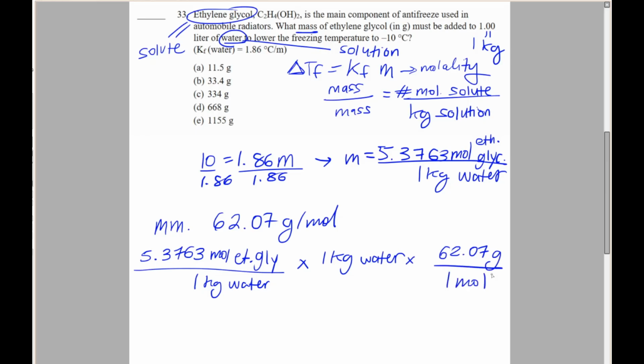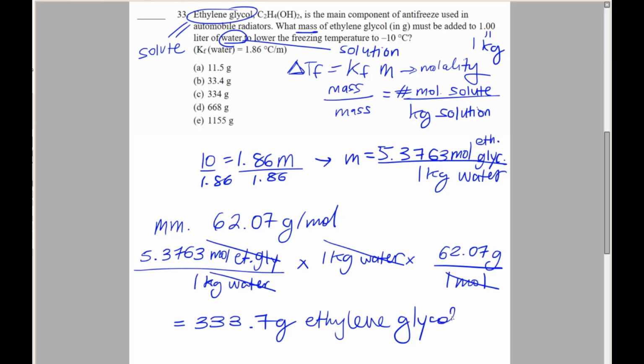And to check that we did this step right, we just need to make sure everything cancels out so that we're only left with grams as our units. If we cancel out moles and the kilograms of water, we do get grams as our final unit. So if you plug all of these numbers into your calculator, you should get approximately 333.7 grams of ethylene glycol. And that's pretty similar to what we see in answer choice C. So our answer is going to be C.